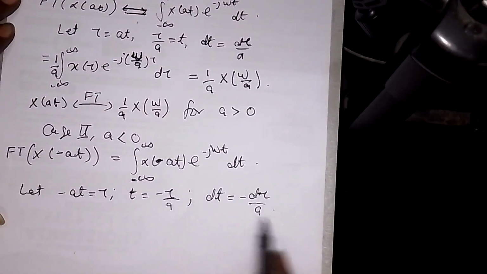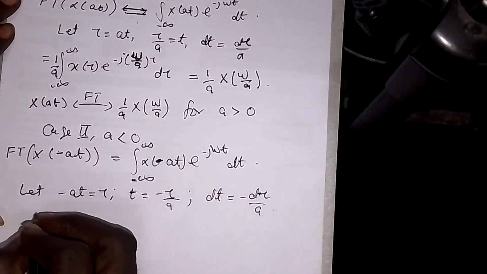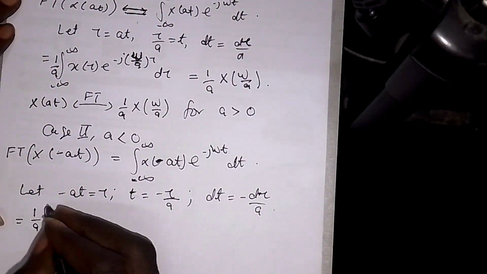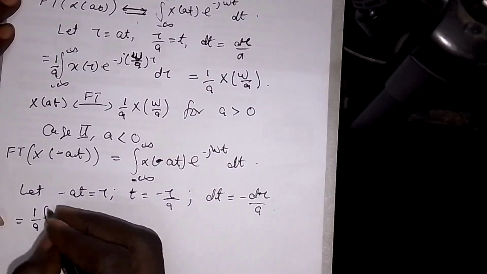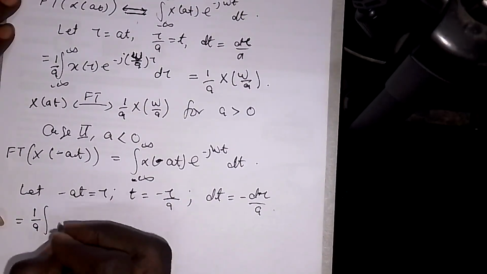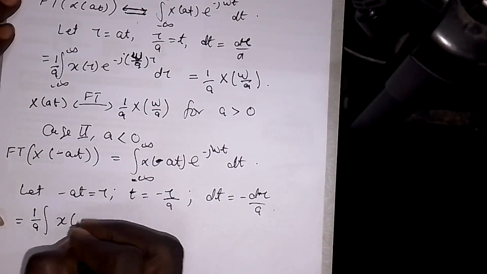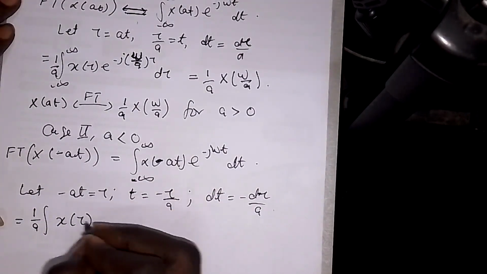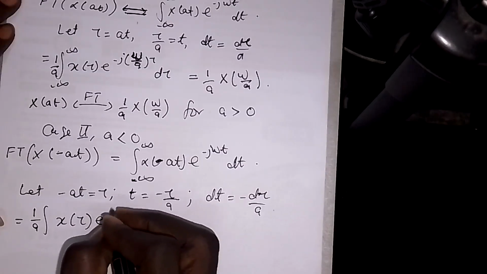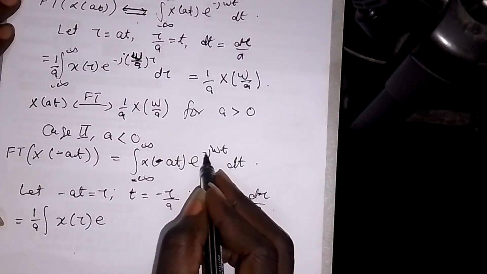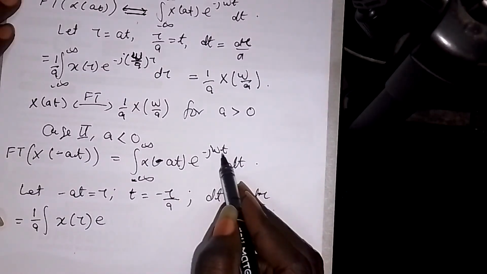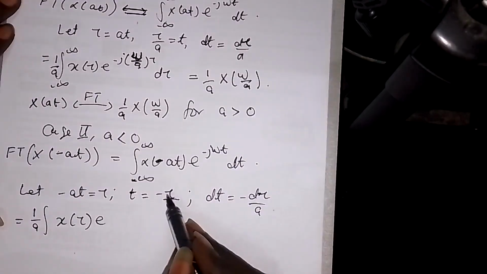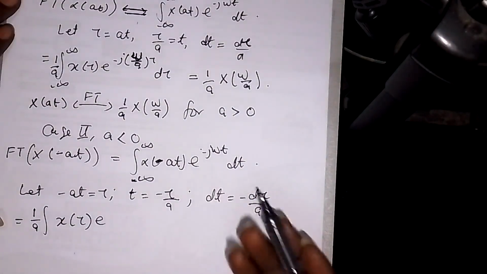So if I put these expressions here, then I will have 1 over a into, let me wait on writing my limit, x of tau, into e to the power of, this minus here will now become positive, because this t is now minus tau over a. Minus minus becomes positive.